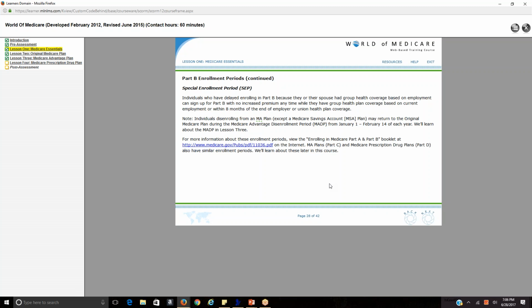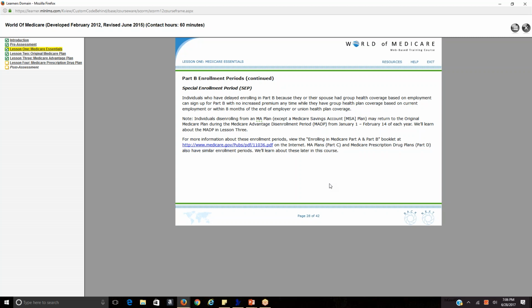Now you have special enrollment periods, and these are for situations where you maybe still work, okay, and you have a job, you have good benefits, and so you really don't need Medicare, and you don't really want to pay the Part B premiums for Medicare to be considered a secondary payer. Your insurance is fine, and you're going to work for 3, 4, 5 more years, and you've delayed enrolling because you or your spouse have had group health coverage based on employment.